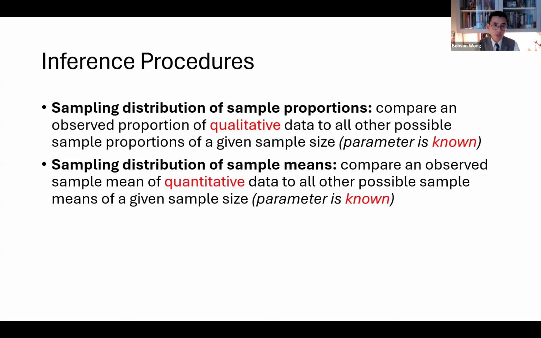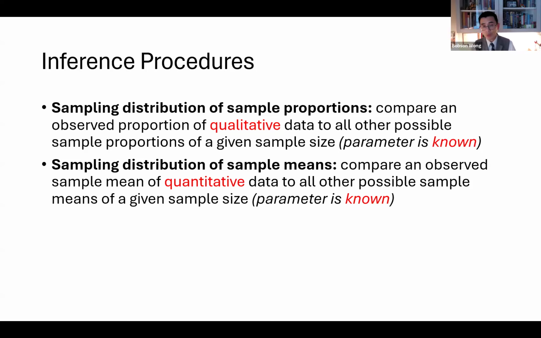Another possibility that we've talked about is similar. It's a sampling distribution of sample means. So the difference between this procedure and the previous procedure is that here the data is quantitative. And so we're comparing a sample mean, not a sample proportion, to all the other possible sample means. So here the data is quantitative, and here again the parameter is known. So in these two cases, when we're dealing with sampling distributions, we already know the true mean and the true standard deviation of the population.